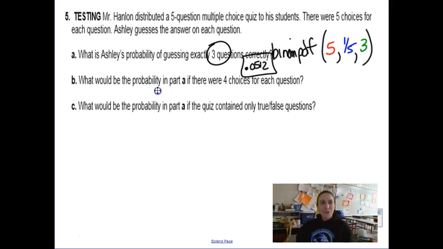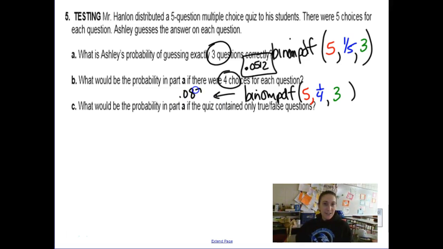Study, Ashley. My goodness. All right, so what would change if all of a sudden now there's only 4 choices on the test? So a little better chance, Ashley. I mean, if you can do these calculations, Ashley, maybe you can just study. I'm just throwing that out there. All right, so the probability of success this time is 1 out of 4. And they want to know about her getting 3 questions right again. Oh man, the pen's not working. There we go. 3. No, yeah, 3. Okay. So, a little better chance. Still not great. It's like 9%, so 0.0879. Oh, Ashley, just study, girl.